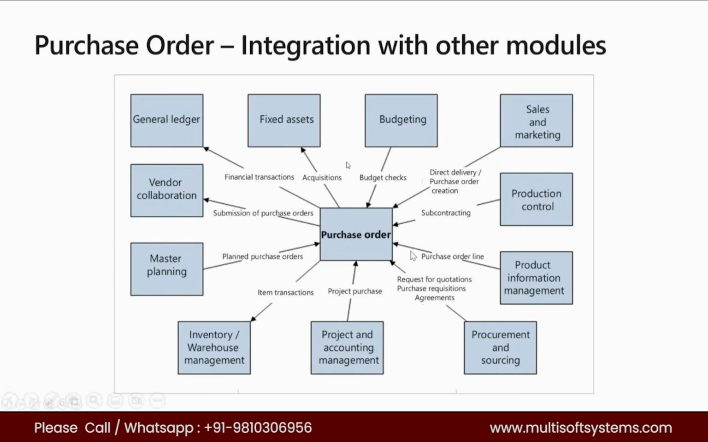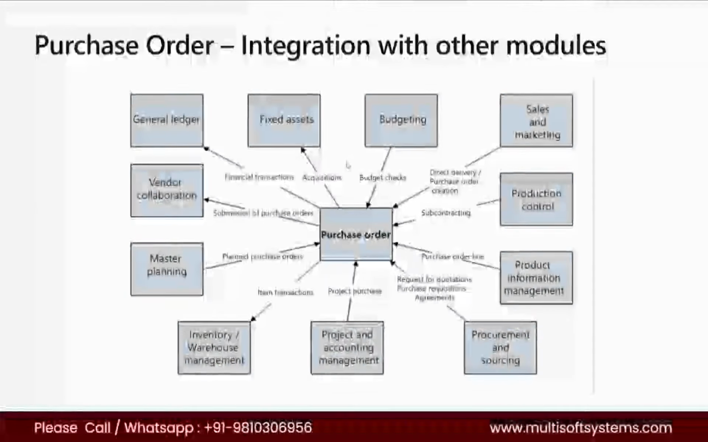Purchase order to GL, purchase order to fixed asset. Budgeting comes within the purchase order: how much budget I should use for this vendor. So this is the overview of the purchase order.